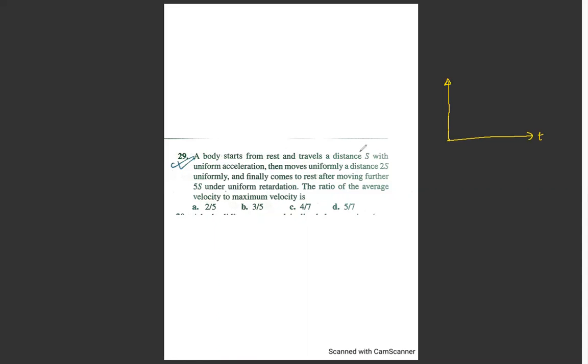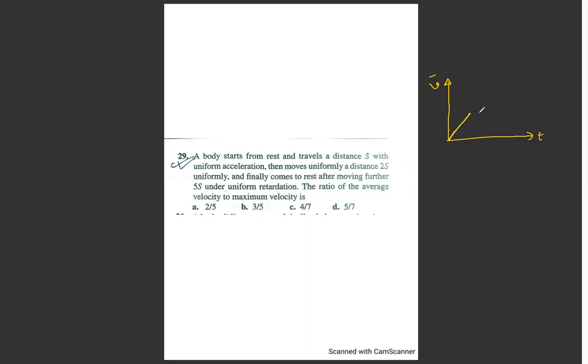The body is starting from rest and travels a distance s with uniform acceleration. So how does the velocity time graph look? It's going to be a straight line passing through the origin because the slope is going to be constant. It is not going to be a horizontal straight line. Rather, it should give you a constant slope, constant acceleration.